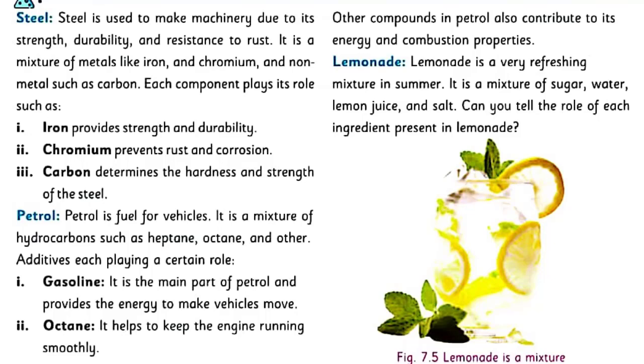Steel. Steel is used to make machinery due to its strength, durability, and resistance to rust. It is a mixture of metals like iron and chromium and nonmetals such as carbon. Each component plays its role, such as iron provides strength and durability.